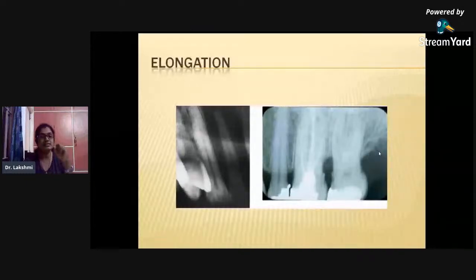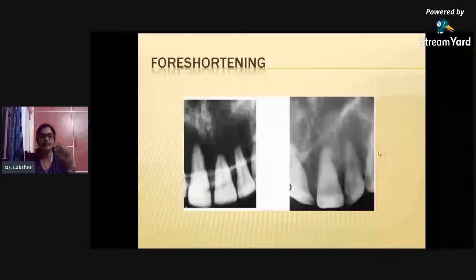Then elongation. This is because of less bone loss. Because of instrumentation, we need to have an approximately proper radiograph to judge the length. Okay, so this is elongation. Foreshortening is just opposite of that, wherein there is an excessive angulation, vertical angulation. Teeth appear shorter than normal. This is also very detrimental in endodontic treatment. Okay, so this is foreshortening.